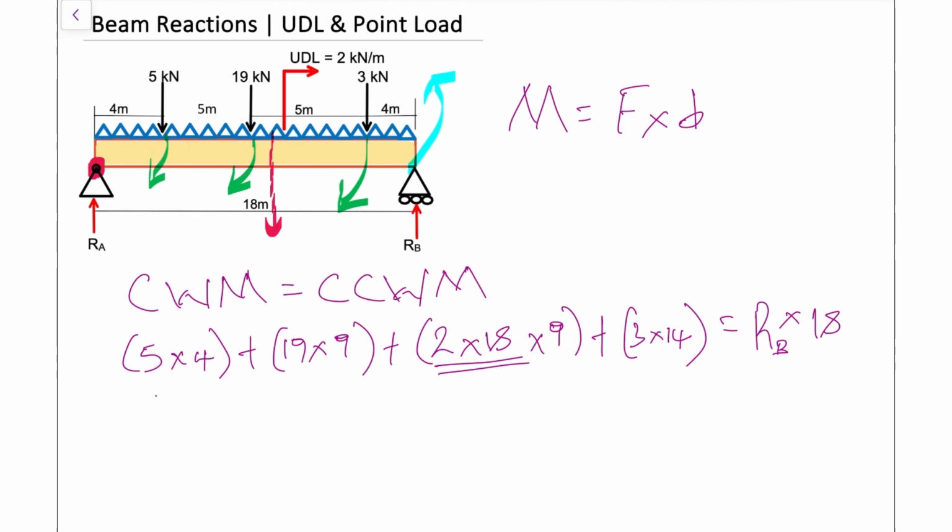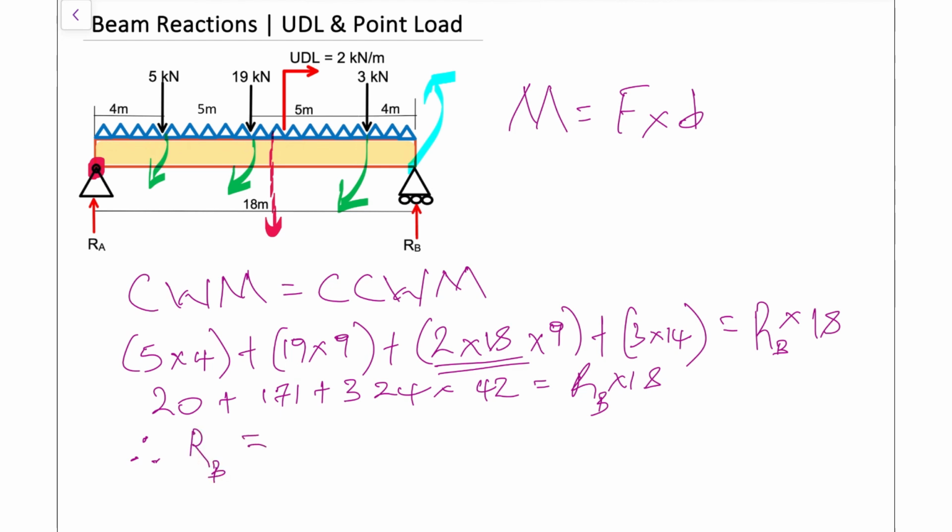So when we do that, we get our 20 there, 19 times 9, we get our 171, 2 times 18, 36, times 9, we get our 324, and finally 3 times 14, we get our 42. And all of that is equal to RB times 18. So to cut to the chase, we're going to sum all of what we have on the left side and divide by our 18 for RB. So we're just rearranging this here now to make RB the subject.